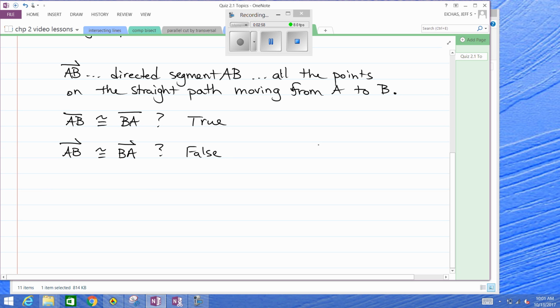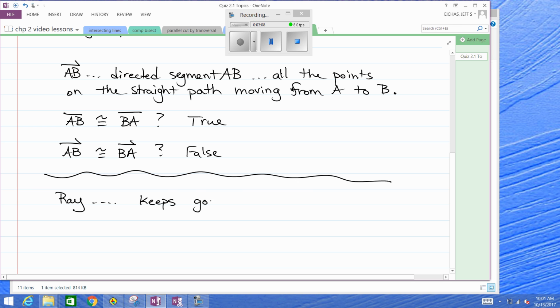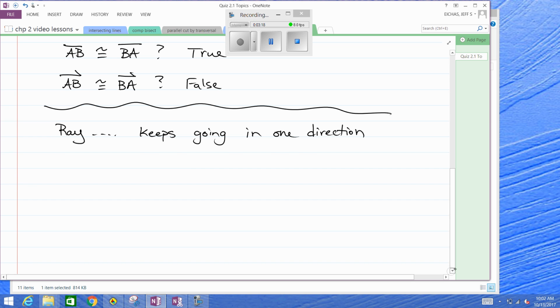This symbol, got to be careful. I'll also try to talk about this. There is the idea of a ray. Okay, a ray, remember, keeps going in one direction. So it's different than a directed segment because it'll go further, it'll go past the endpoint. So here's the difference. Okay, let's say we go to line C, D. All right. So now on that line, we could specify a ray, that's ray CD.